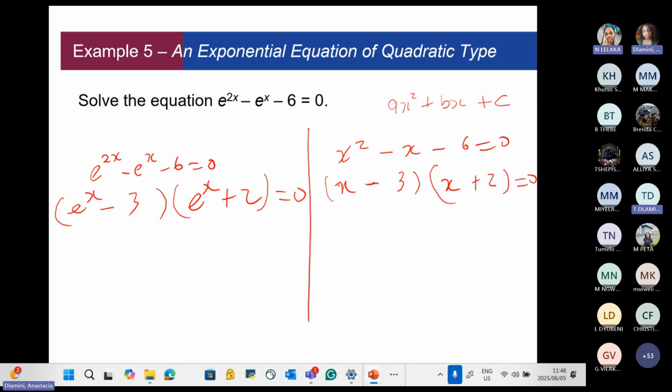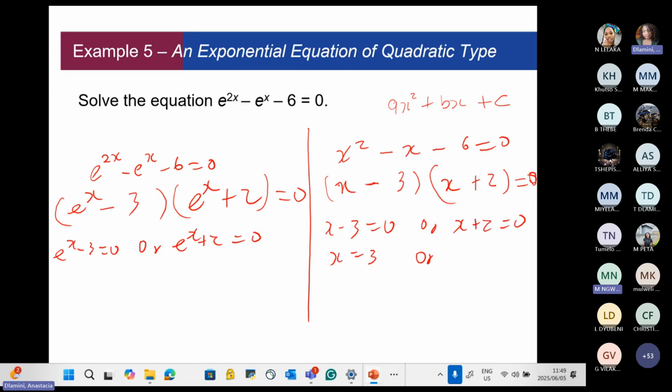So you can go use substitution or by just looking, because someone was like, no, this is a quadratic. And this is how I act with quadratic. Now, because it's equals to 0 here, it's equals to 0, then we can say e to the power of x minus 3 is equals to 0, or e to the power of x plus 2 is equals to 0. Same applies here. We just do what we do for quadratic, guys. And then we say x is equals to 3, or x is equals to minus 2.